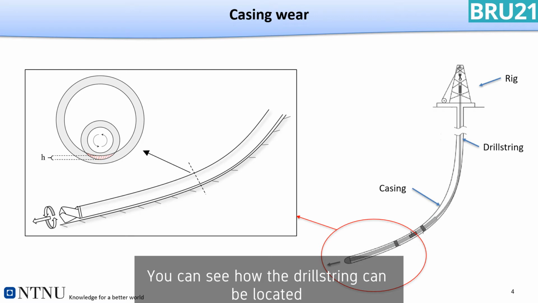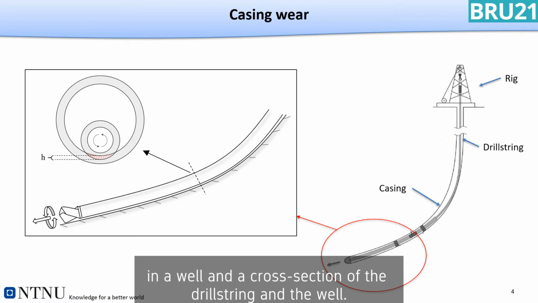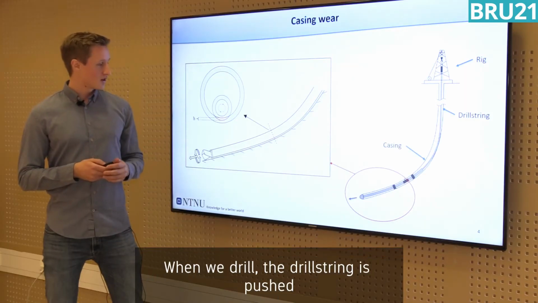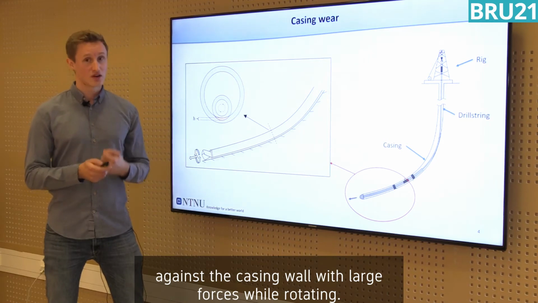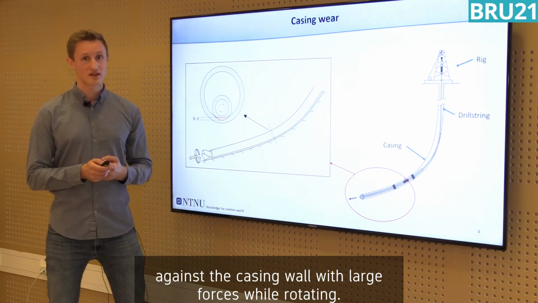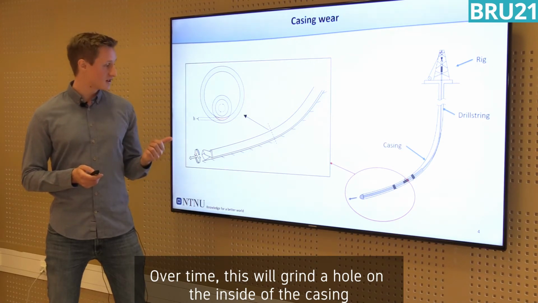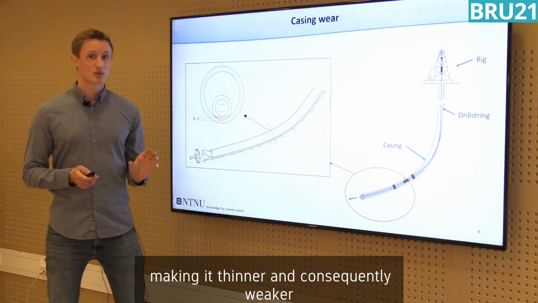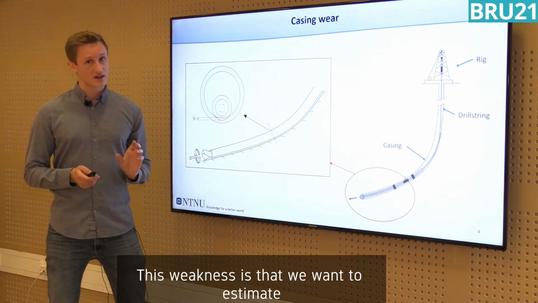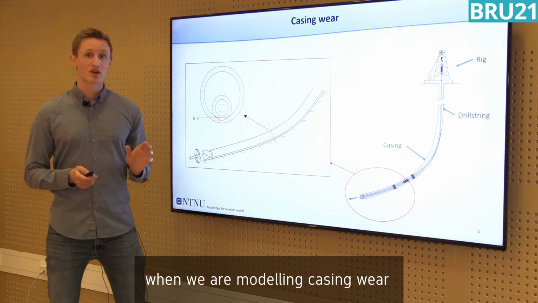Here you see how the drill string is located in the well, as well as a cross-section of the drill string and the well. When we drill, the drill string is pushed against the casing wall with large forces while it's rotating. Over time, this will grind a hole into the inside of the casing, making it thinner and consequently weaker. And it's this weakness that we want to estimate when we're modeling casing wear.